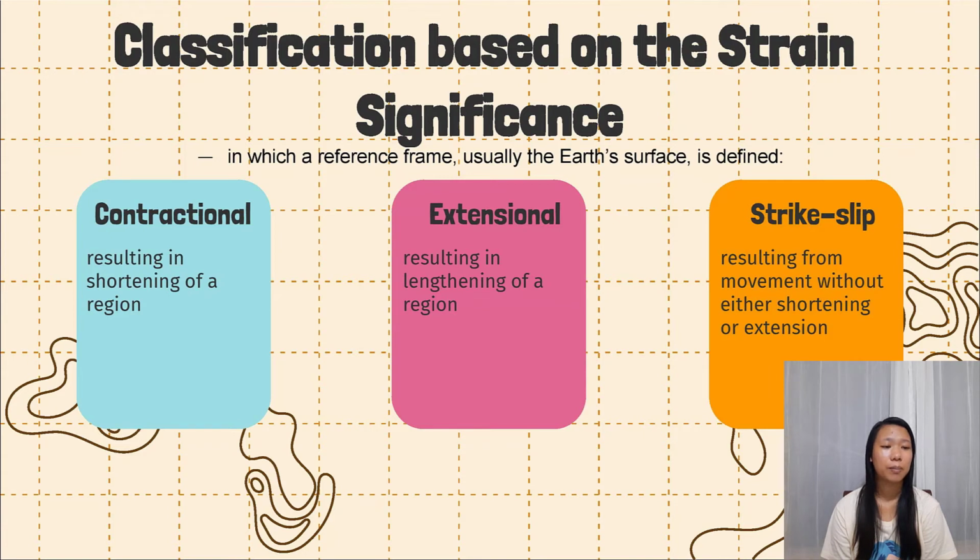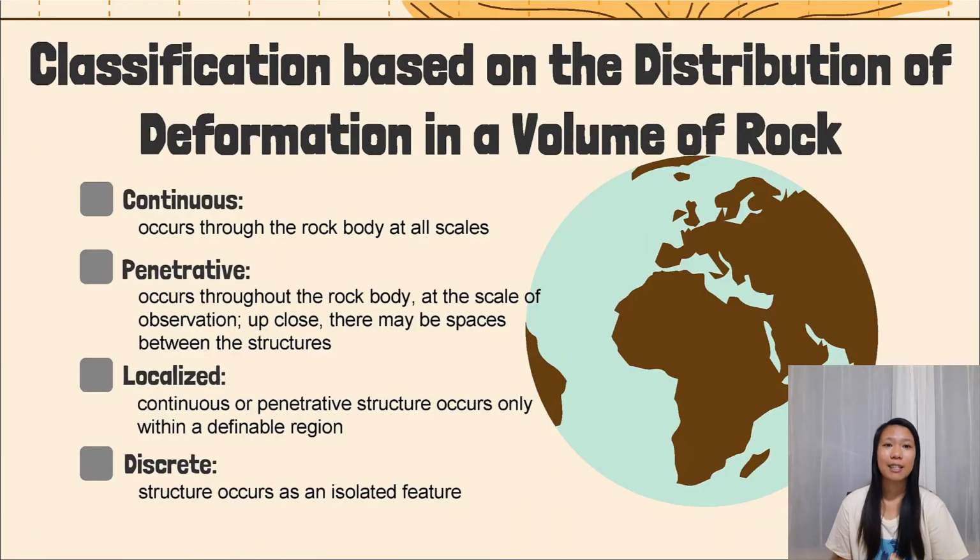Lastly, strike-slip, resulting from movement without either shortening or extension. So note that shortening in one direction can be, but does not have to be, accompanied by extension in a different direction, and vice versa. Also, regional deformation usually results in the vertical displacement of the Earth's surface, a component of deformation that is commonly overlooked. So the last classification is based on the distribution of deformation in a volume of rock.